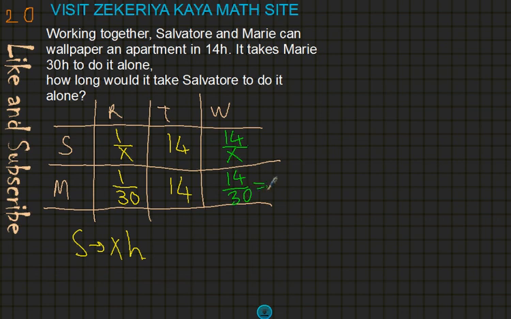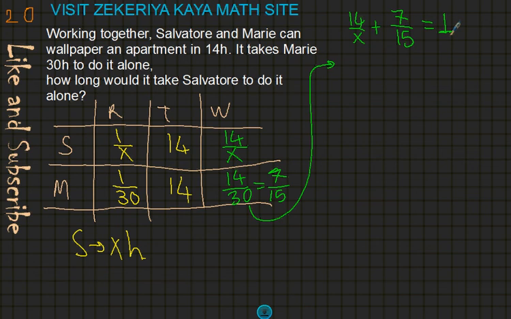Remember from the previous question, if you can simplify, simplify it here. We can simplify these numbers by 2. So we can make it 14 divided by 2 is 7, 30 divided by 2 is 15. So the sum of that must be equal to what? 14 over x plus 7 over 15 must be equal to what?